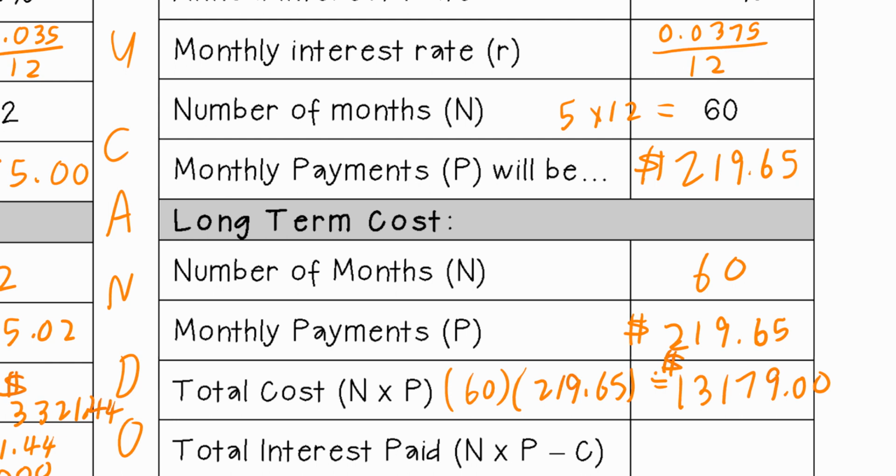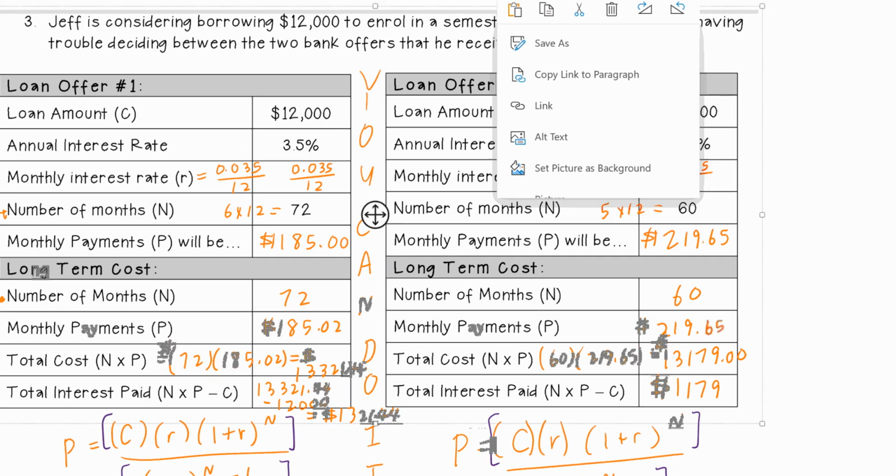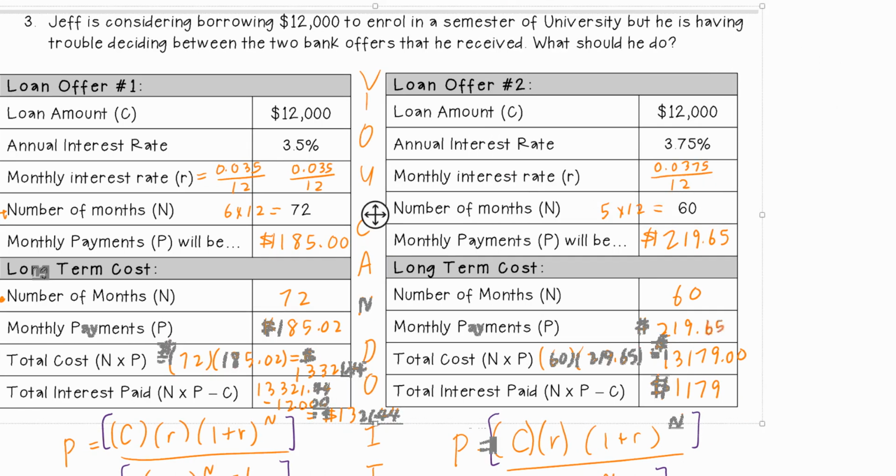And I got to take that amount minus 12,000. I'm not going to write it down this time. I hope you're following. And this is going to be $1,179. It's too much for you? So I hope this makes sense.